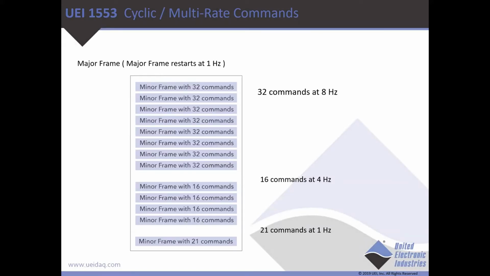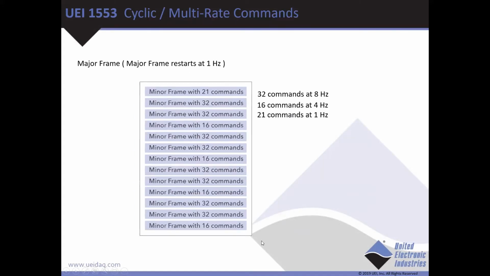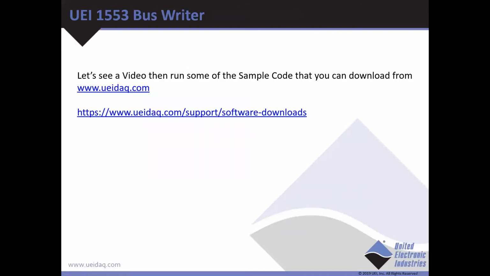This is what it might look like for clarity. You'd have 8 minor frames with 32 commands, 4 with 16, and 1 with 21. In actuality, you would probably interlace these minor frames before you start the system. Let's see a video and then run some sample code that you can download from our website.